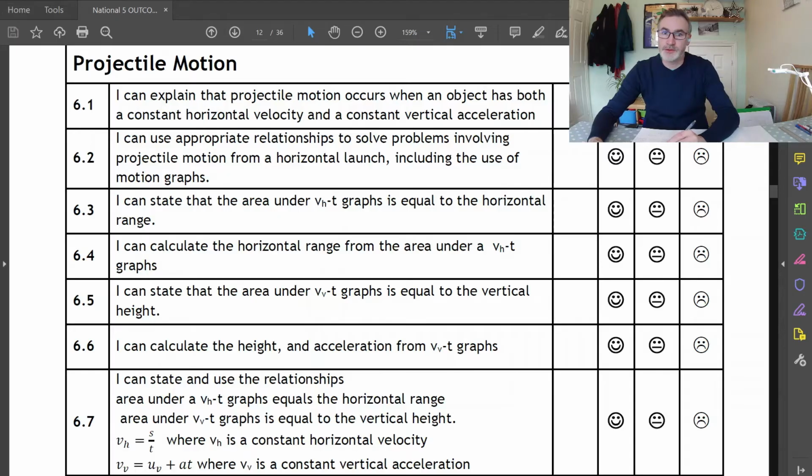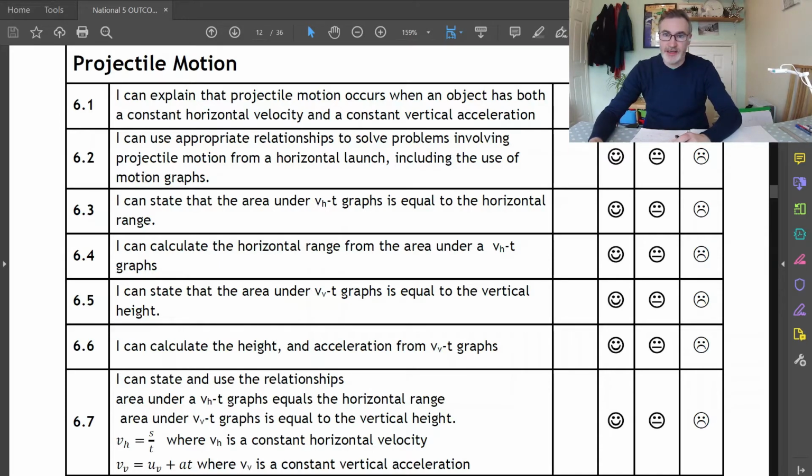Now we'll look at the learning intentions for projectile motion. I can explain that projectile motion occurs when an object has both a constant horizontal velocity and a constant vertical acceleration. I can use appropriate relationships to solve problems, including projectile motion from a horizontal launch, including the use of motion graphs. Motion graphs, we're talking about speed time graphs. And as I've said in the introduction, we're looking at only a horizontal launch. You will find questions where we're just dropping things vertically down.